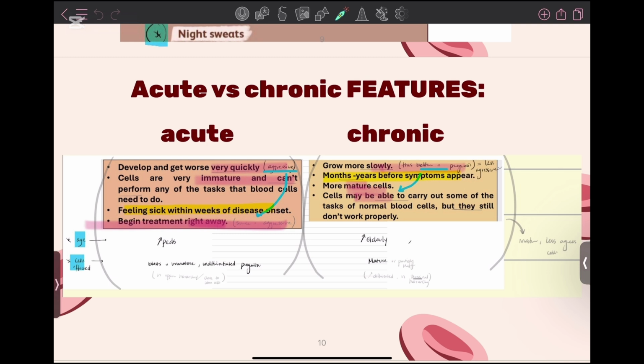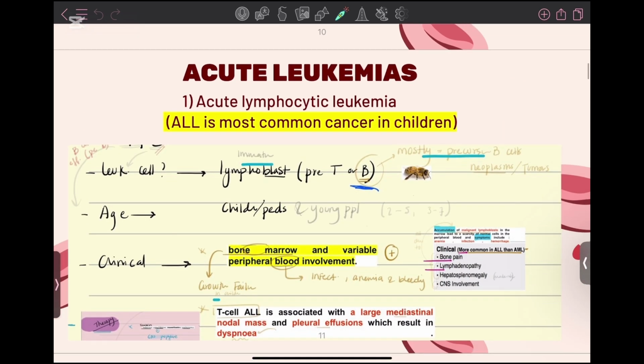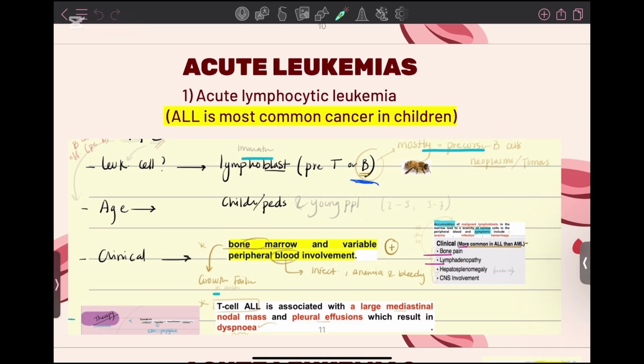Okay, acute is known to happen in the pediatric age in children, whereas chronic is more in the elderly. How do you remember acute children? Okay. Now going on, starting off with the 4 types of leukemias, acute leukemias.